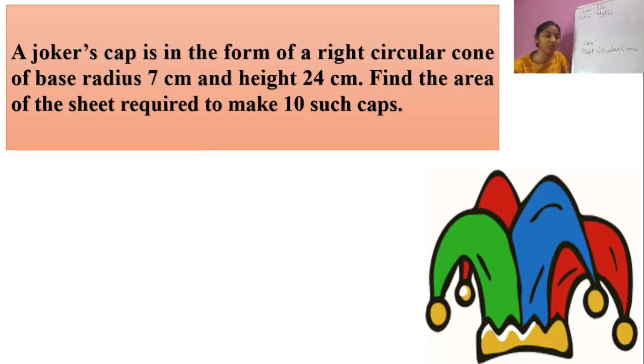So students, we have a question related to this joker cap. See, a joker's cap is in the form of a right circular cone whose radius is 7 centimeter and the height is 24 centimeter. You have to find the area of the sheet required to make 10 such caps. For 10 caps with this radius and height, how much sheet is required, you have to find out, students.